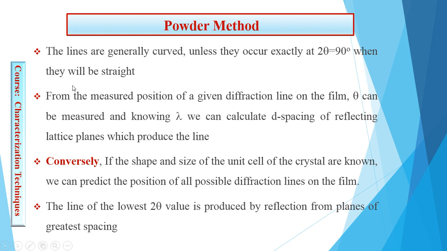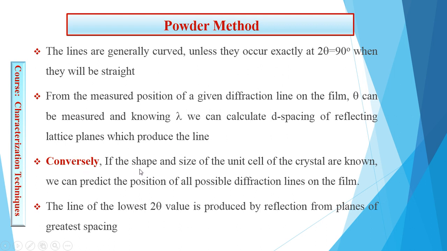From the measured position of a given diffraction line on the film, theta can be measured, and we know the lambda of the incident beam, that is K alpha. The K alpha has a wavelength of about 1.5 times 10 raised to the power minus 10 meters, that is 0.15 nanometer. Theta can be measured, and by knowing lambda we can easily calculate the d spacing. We have a formula for the reflecting lattice planes which produce the line.